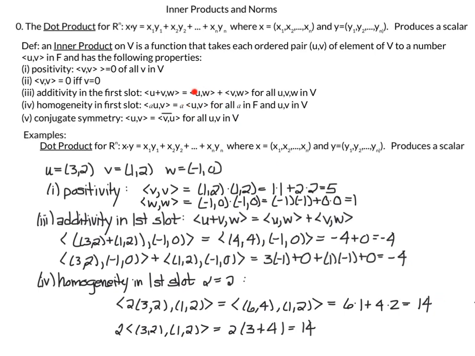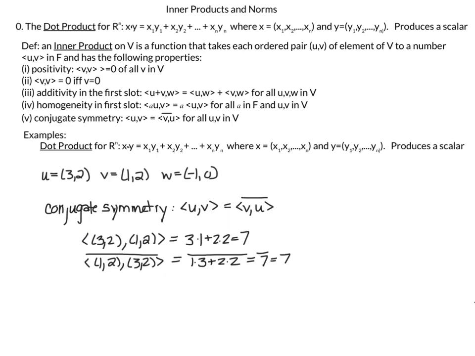Looking at the other side of the equation, I can look at alpha times the inner product of uv, that is 2 times the inner product of 3, 2, and 1, 2. So I get 3 times 1, and then 2 times 2, which is 4, multiplied by my scalar 2, which is equal to 14. So you can see both sides of the equation, so homogeneity in the first slot is satisfied. The next property we will look at is conjugate symmetry.